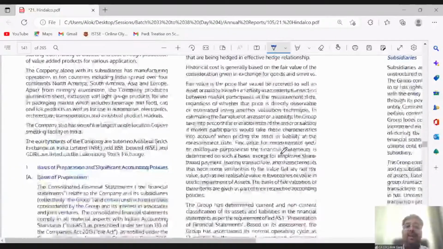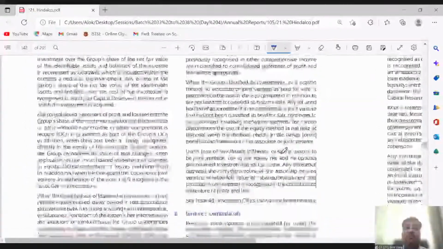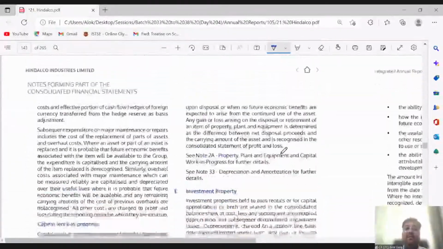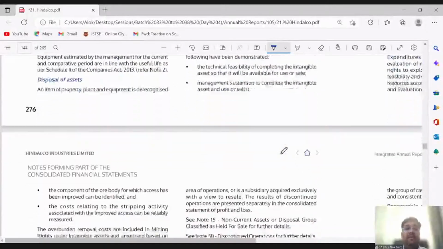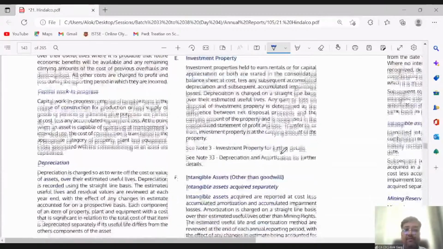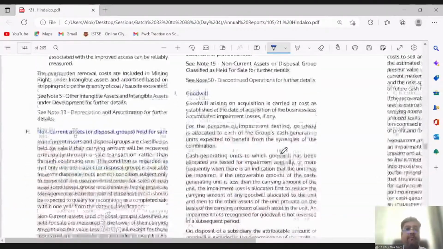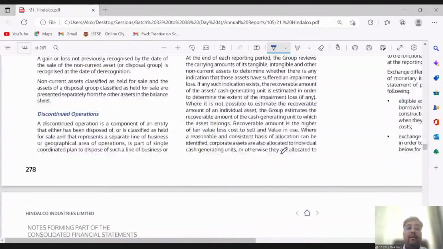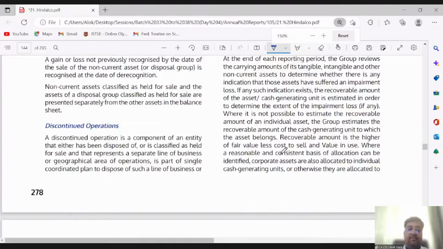Now let's look at the accounting policy also, because I have not shown you the disposal group accounting policy. And then you will tell me whether I have taught you this accounting policy or not. Discontinued operations. Please see this accounting policy.